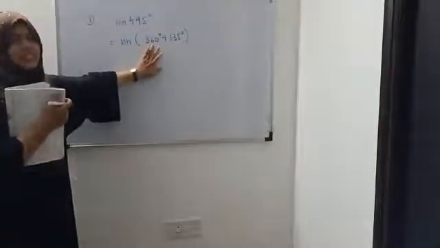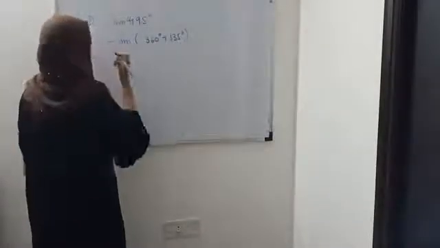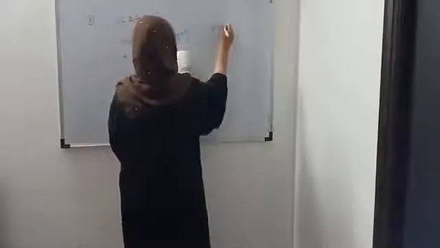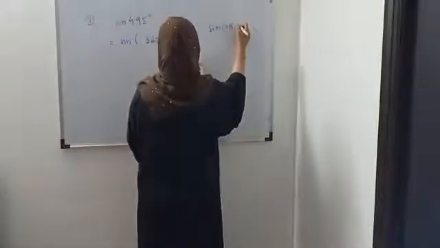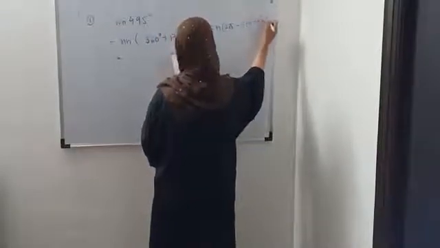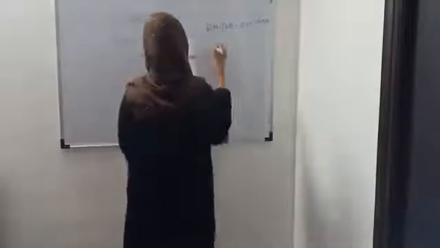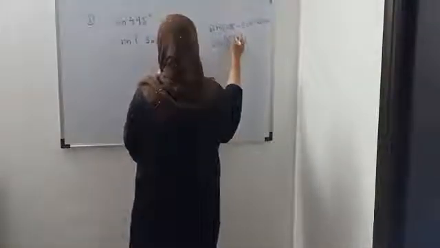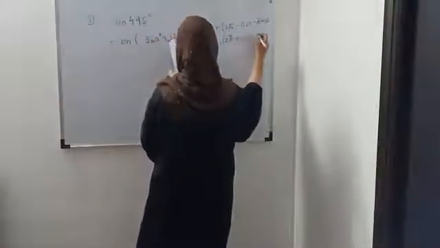Okay, so we have a formula for 360. 360 means it is 2 pi, right? We have seen the formula sin(2 pi minus theta) is equal to minus sin theta. And here we have the formula for 2 pi plus theta: sin(2 pi plus theta) is equal to sin theta. Yes, so we'll use that formula.